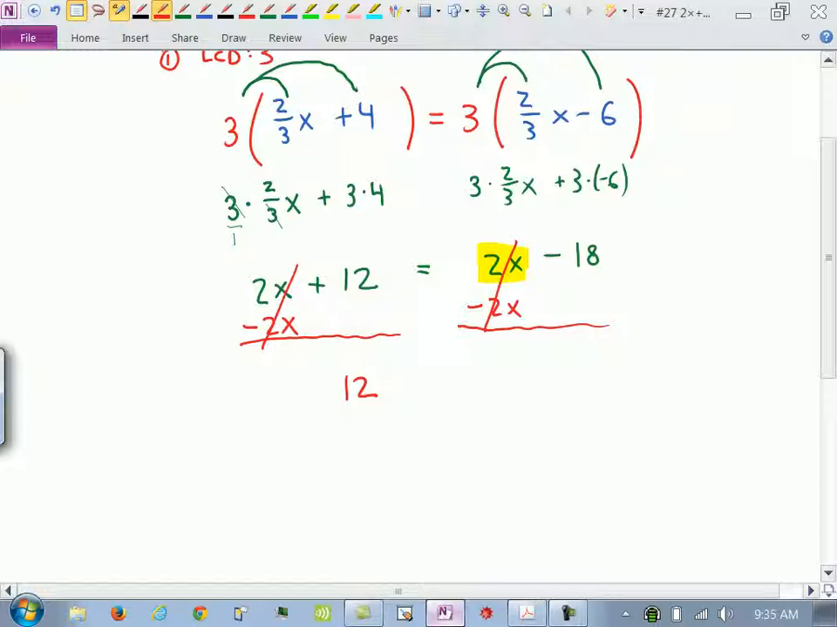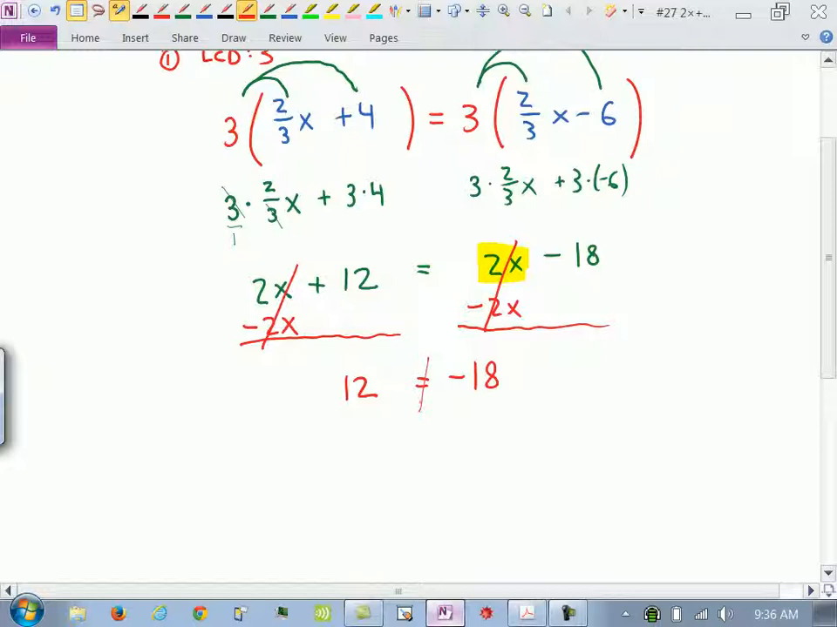12, right? The x's are completely gone. On the right side, -18. What the heck is that? 12 doesn't equal -18, right? Those are not the same. Not equal. I put a little slash through the equal sign.